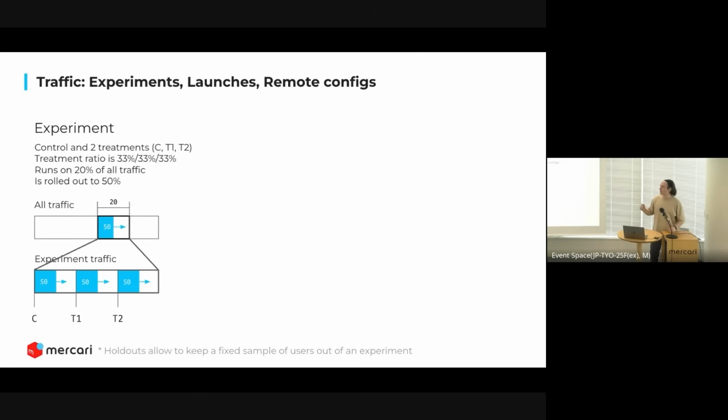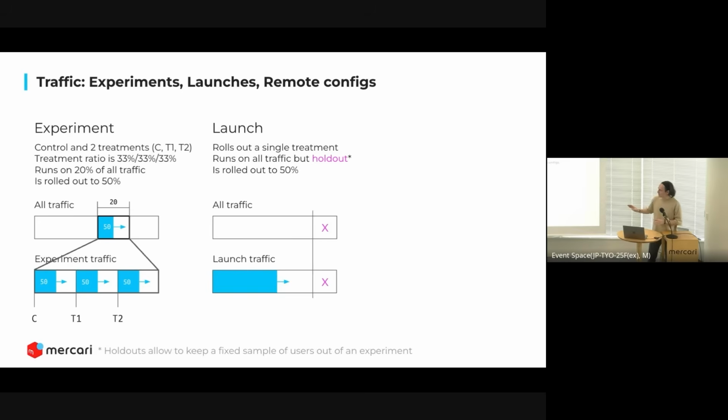So if we roll out it to 100% of experiment, all 20 users, all the sample will be in the experiment. That's how experiments work with the traffic. Now for the launch, it's slightly different. So launch, it rolls out a single treatment, just one treatment. It runs on all the traffic except holdouts.